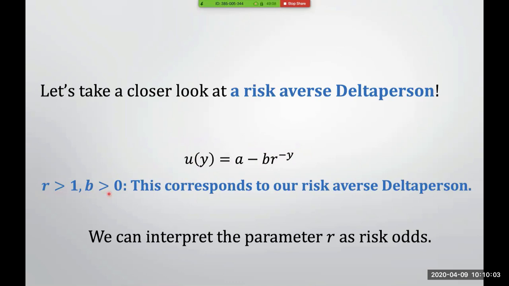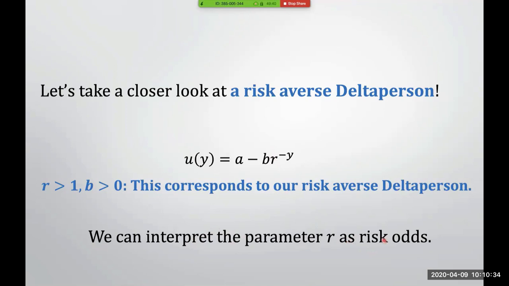So we're focusing on such a type of utility function that takes this form. As it turns out, all that matters in this utility function is this R parameter. And this R parameter represents the risk odds of a risk-averse Delta person. I'm going to define what risk odds are one step at a time, and then you see this conclusion at the end of this section of the lecture.